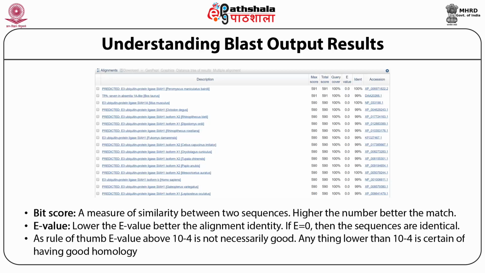On the right side you will get the accession ID for the sequence being aligned from the database. The bit score basically measures the similarity between two sequences. The higher the number, the better the match. And for the E value, the lower the E value, the better the alignment. If E is 0, then the sequences are identical, as shown in the example. If E is 0, you get a 100% identical sequence alignment. As a rule of thumb, an E value of 10 power minus 4 is not necessarily good, but anything lower than 10 power minus 4 certainly indicates good homology.